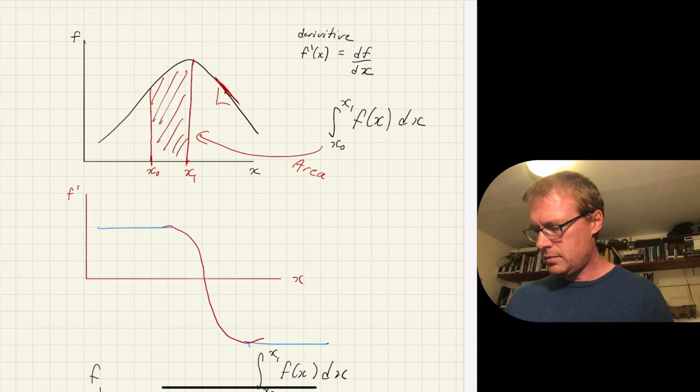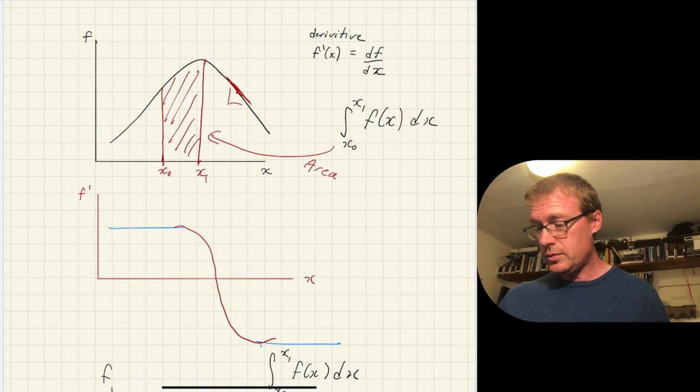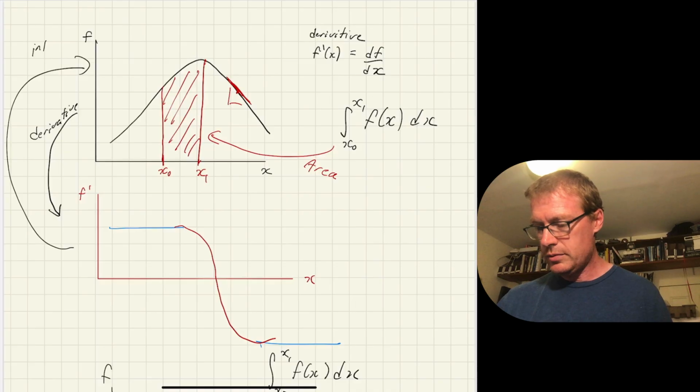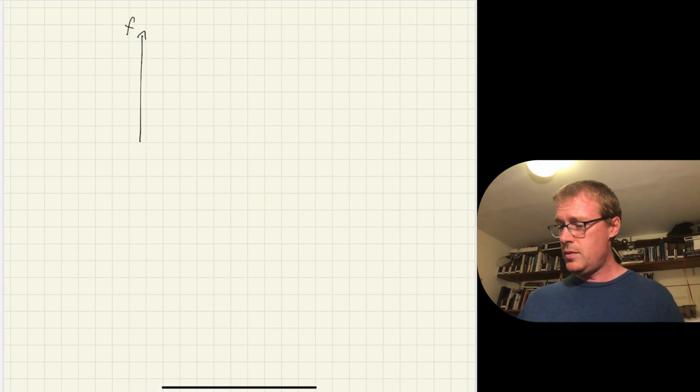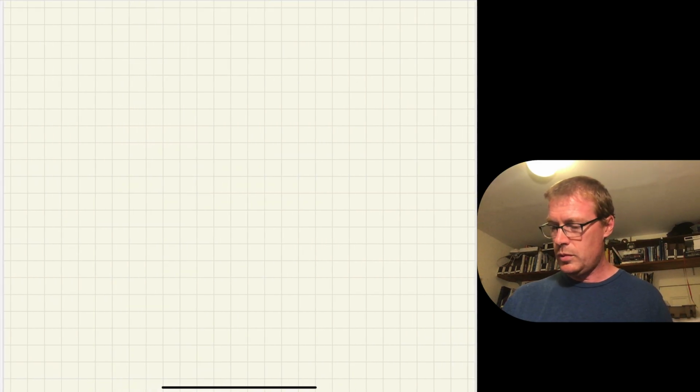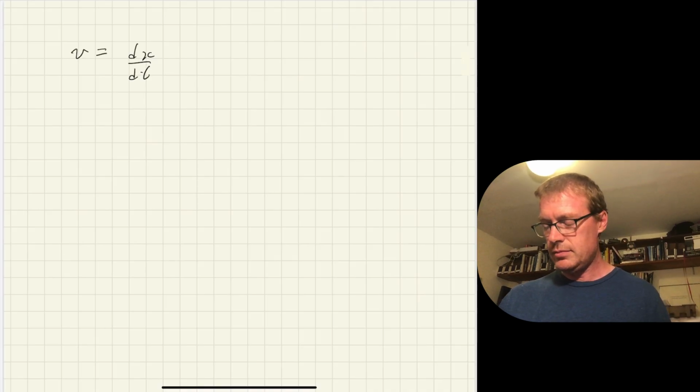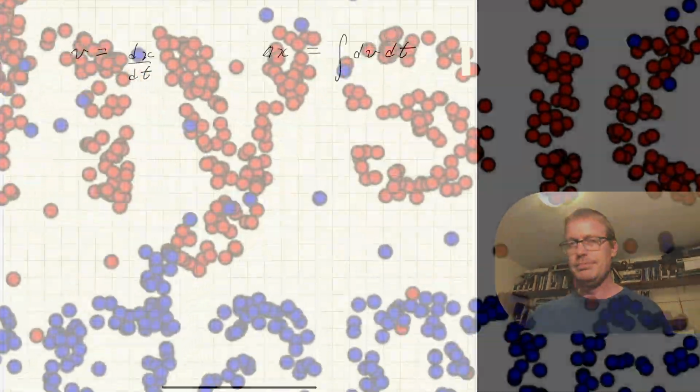What you need to know is that you go from a function to its slope, that is the derivative, and the other direction is the integral. Okay. Or velocity is dx dt, and change in position is the integral of v dt.